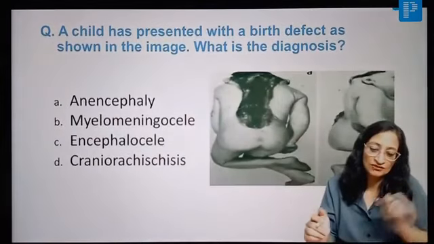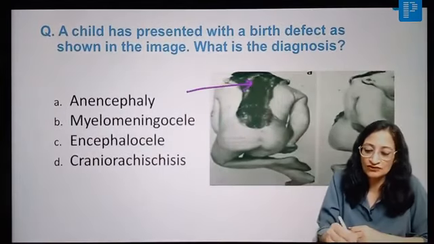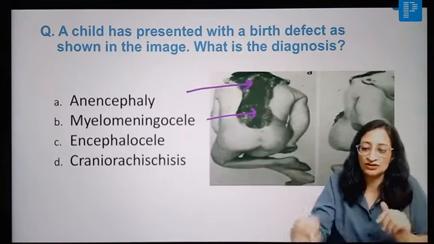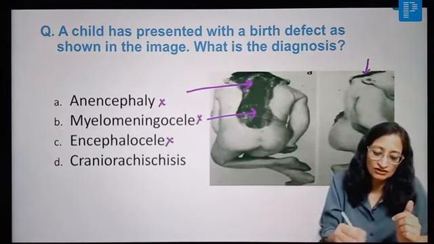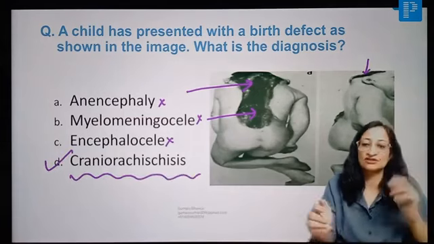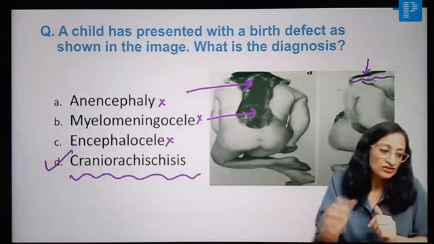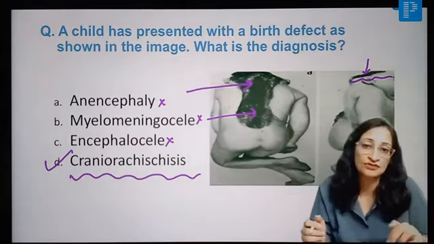Now, a child presented with a birth defect shown in the image. What is the diagnosis? You can see there is a defect of almost the entire spine, exposed to the outside. The brain also you can see, and the entire spine. So it is not anencephaly, not myelomeningocele, not encephalocele. It is craniorachischisis, where the cranial defect is also there along with a defect of the upper part of the spine. This question has come recently in your FMG exams.